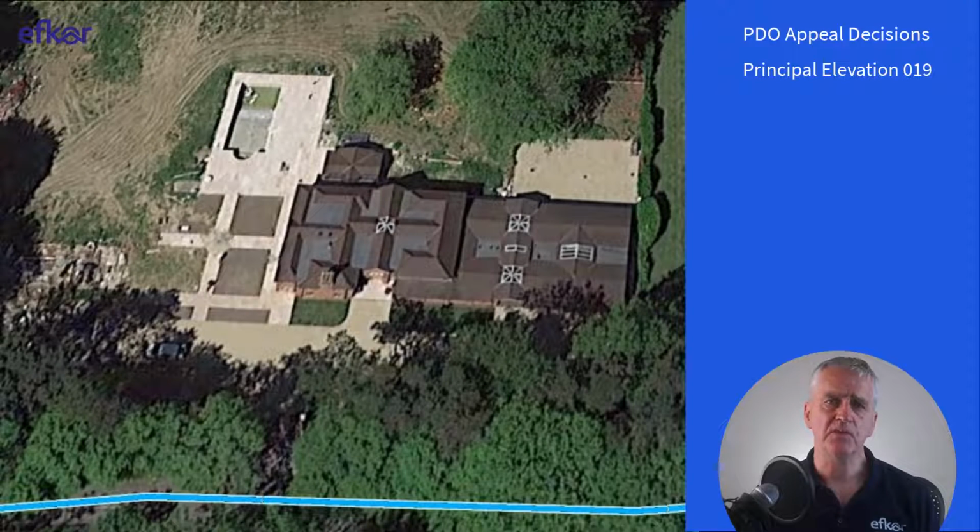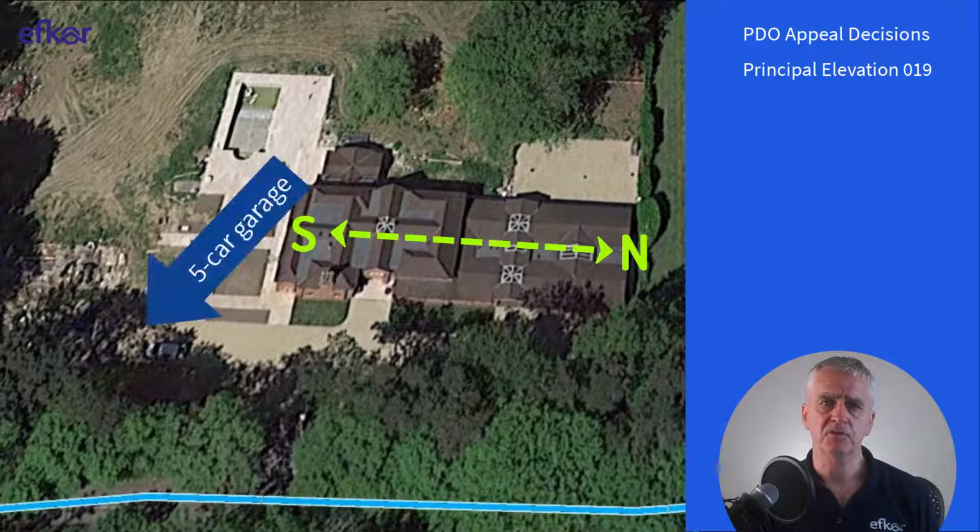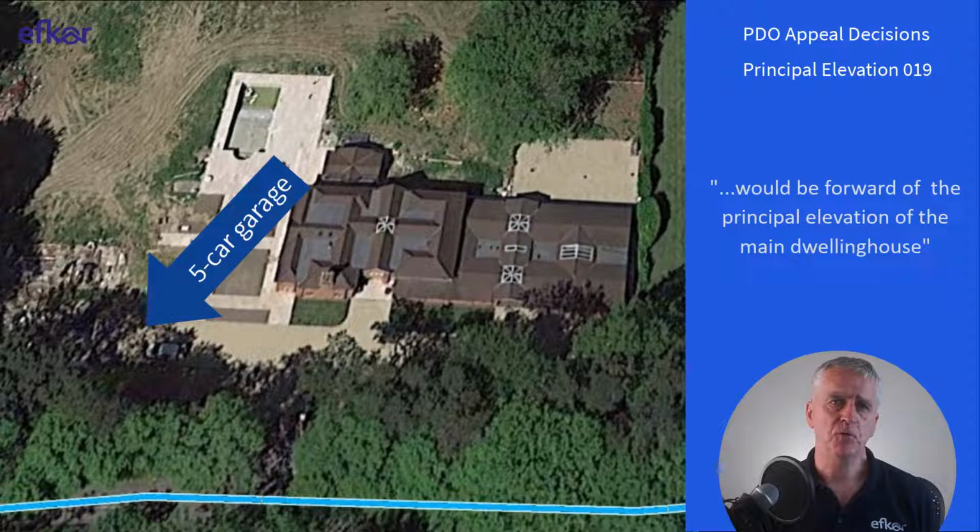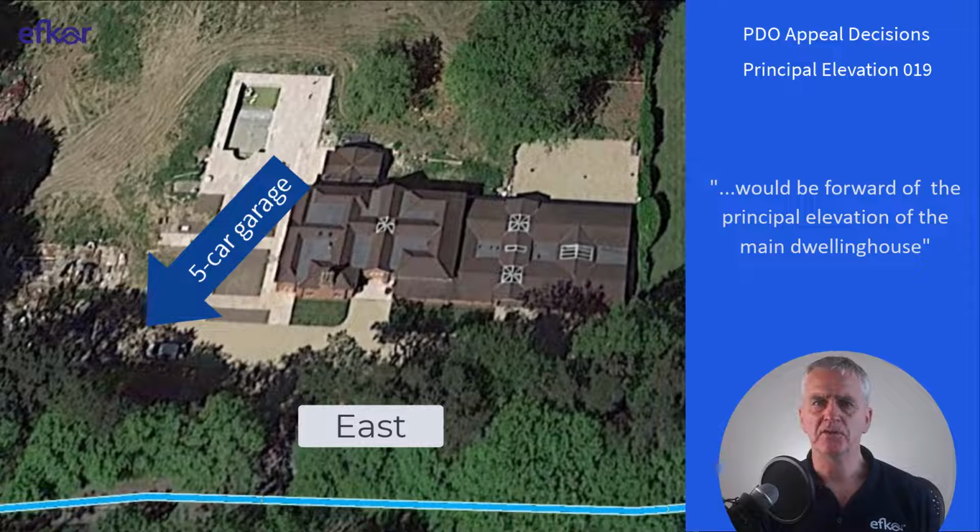This is a substantial dwelling in spacious grounds, which has been substantially altered over the years. The main axis of the building runs north-south. The appellant applied for an LDC to build a 5-car garage to the south of the building. The council refused the application because the proposed garage would be forward of the principal elevation of the main dwelling house, held to be the east elevation. The inspector makes a comment on the council's response.